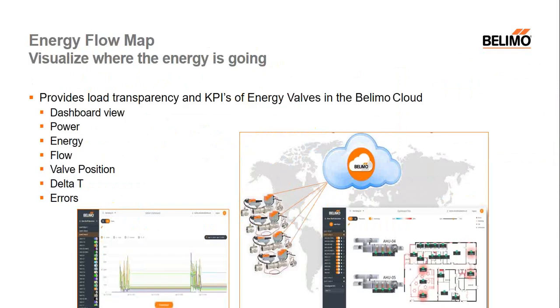An extension of the Belimo Cloud is something I'd like to talk about now. This is something that we're going to be releasing in the near term, and it's called an energy flow map, and it allows for visualization of where the energy is going within the system. So what it does is allow valves that are on the Belimo Cloud to load a floor map, as you can see in the bottom right here, and you can map those valves installed on the Belimo Cloud to the flow map to show where loads are distributed within a building.